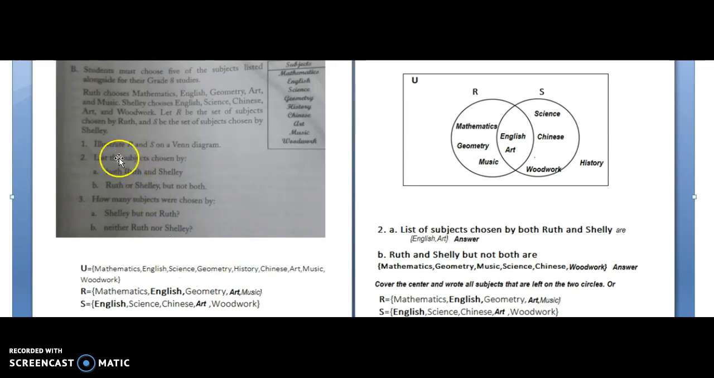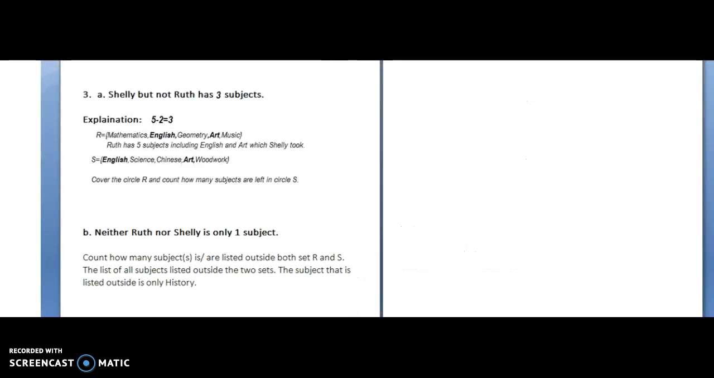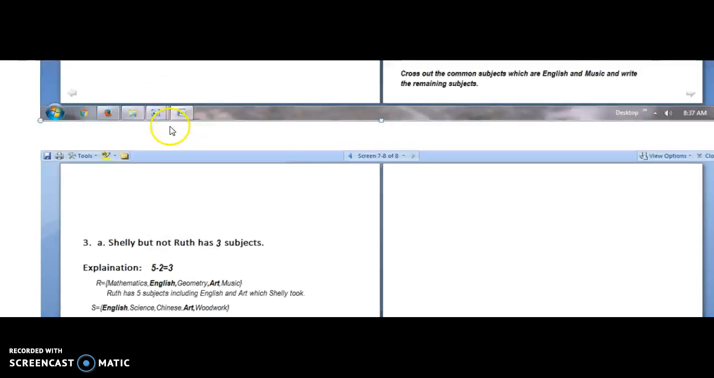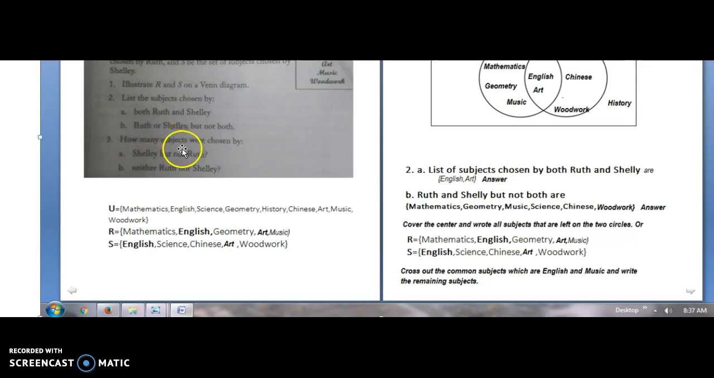Okay, in your question here it says, Ruth or Shelley, but not both. So the word here is or, but in mathematics, the or is addition. Alright, number 3. Shelley, but not Ruth. So the question is, how many subjects were chosen by Shelley, but not Ruth?